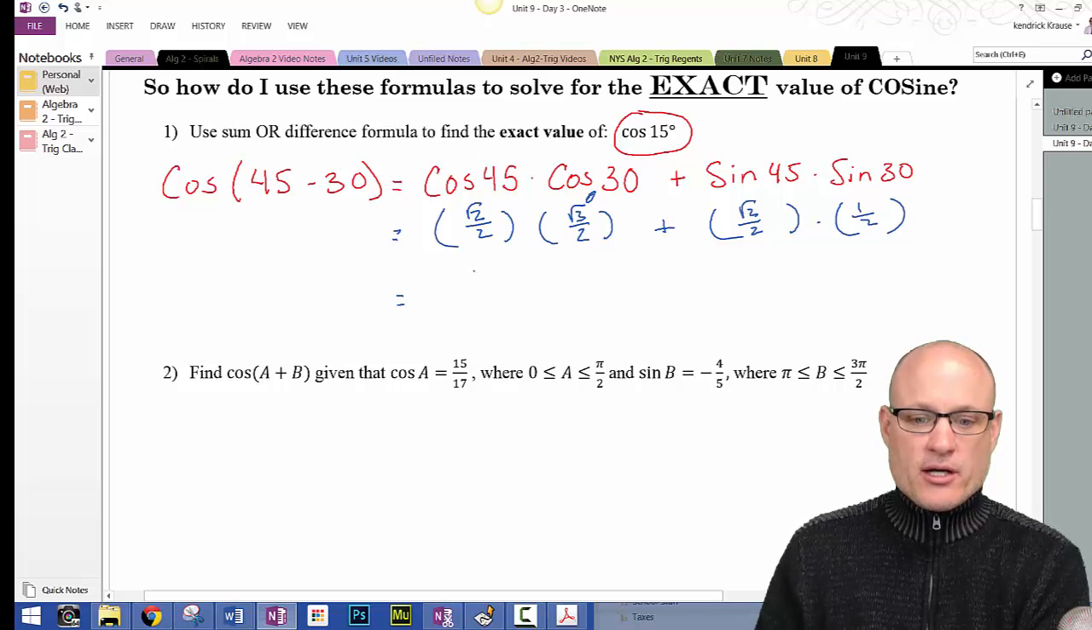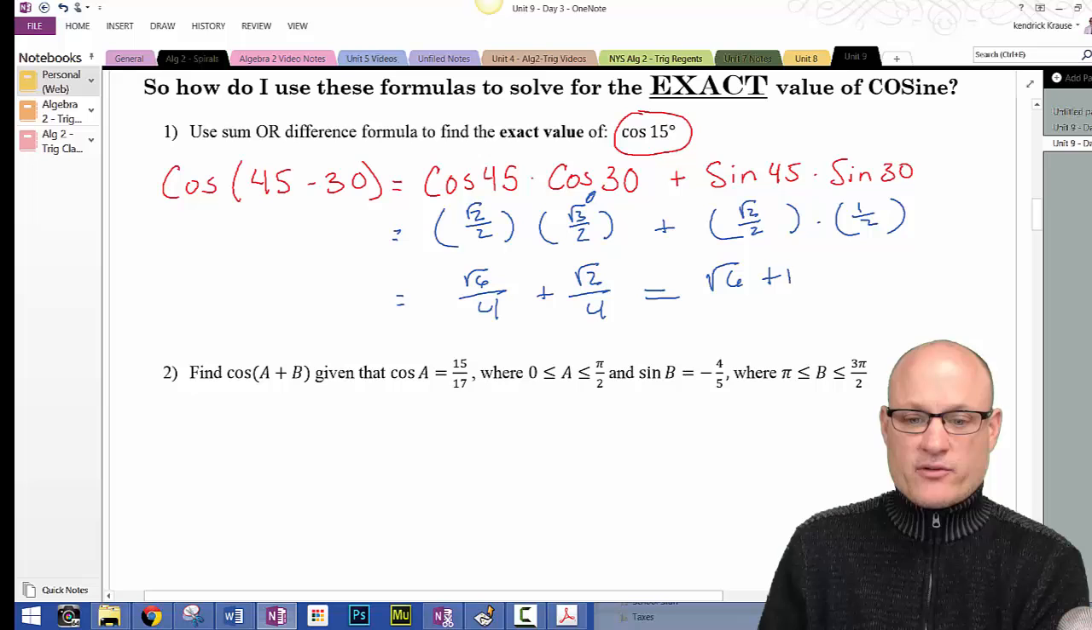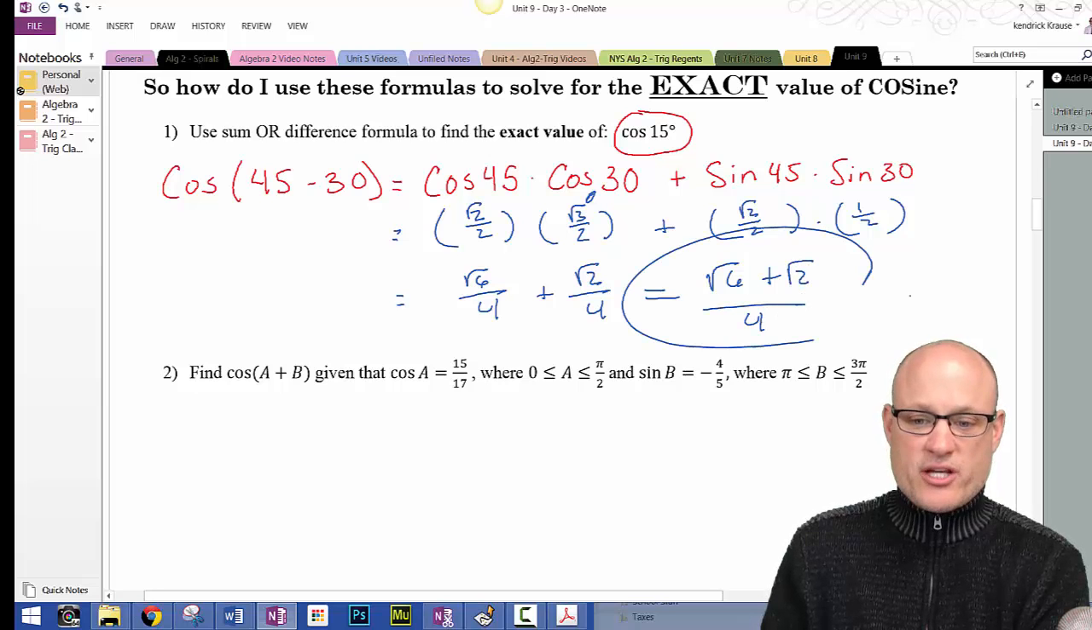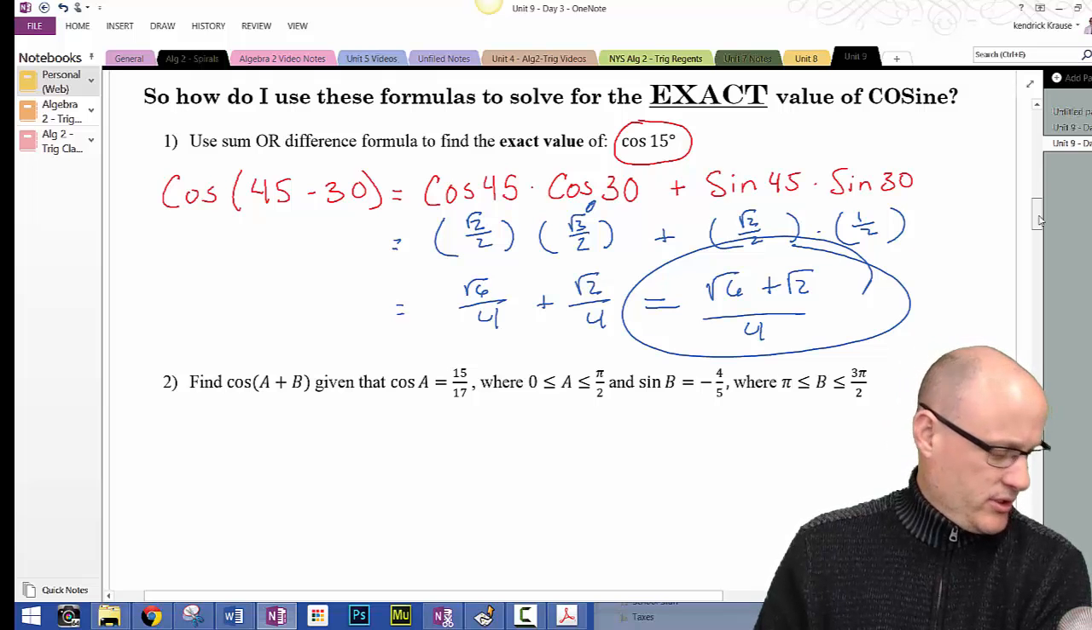Oh, there I am. Okay, so square root of 6 over 4 plus the square root of 2 over 4. And when I add all that up, I get the square root of 6 plus the square root of 2 all over 4. There it is. Moving on. Next problem I'm going to do is 2.